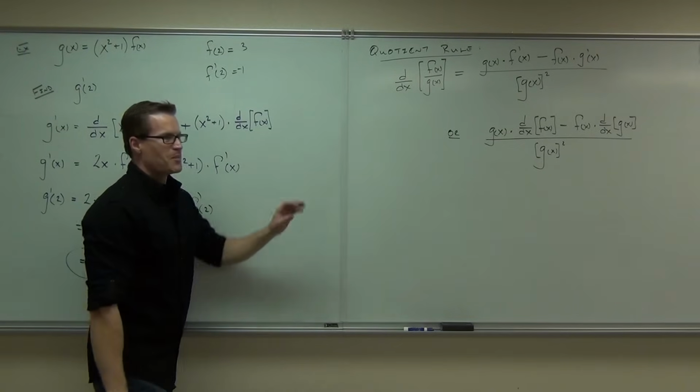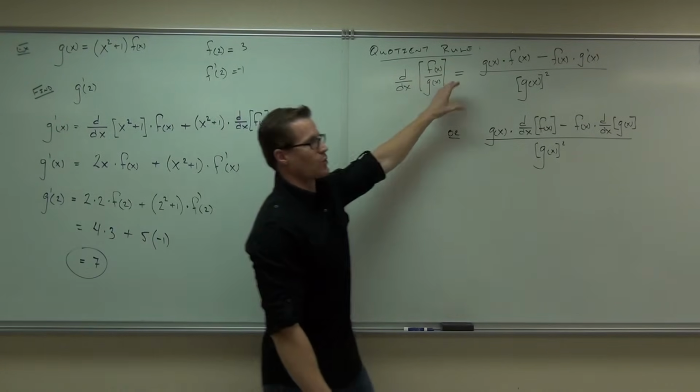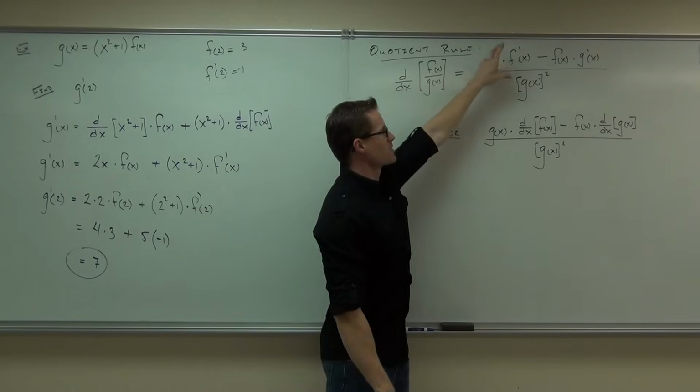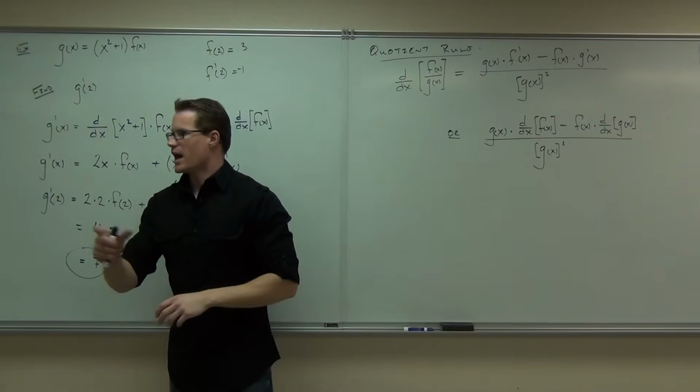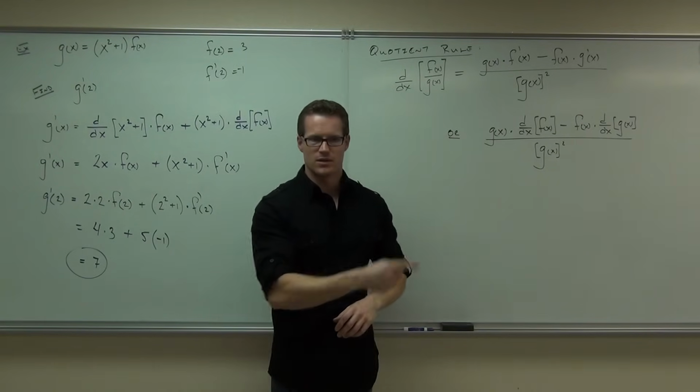Derivative of the bottom, derivative of the top times the bottom, or the bottom times the derivative of the top, minus the top times the derivative of the bottom, all over the bottom squared. That's really what you're doing. Low D high minus high D low, square the bottom, away you go.